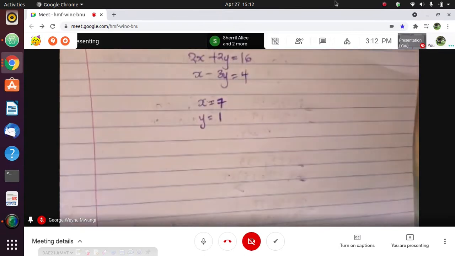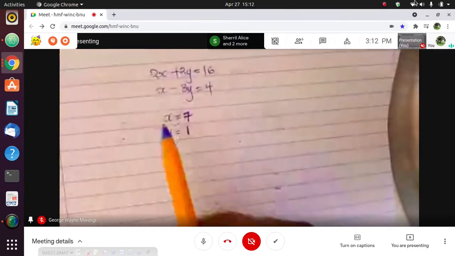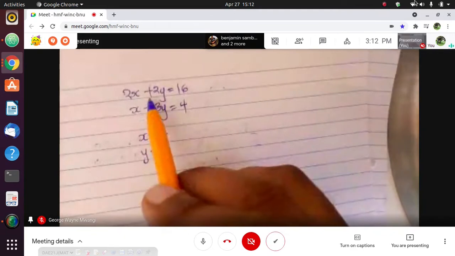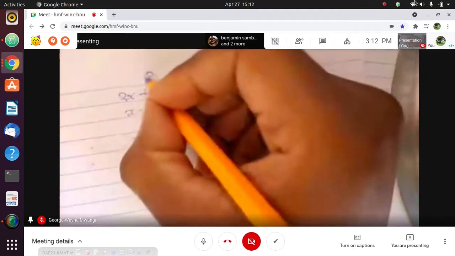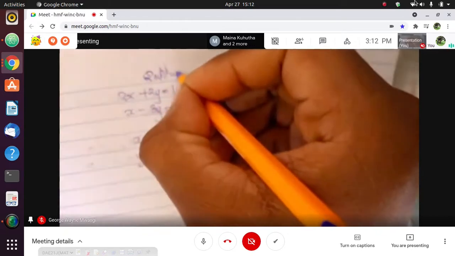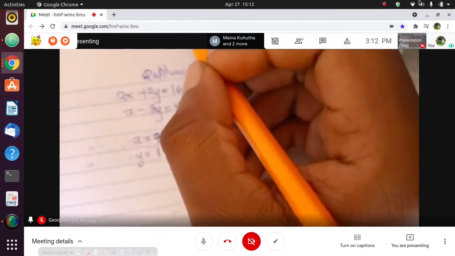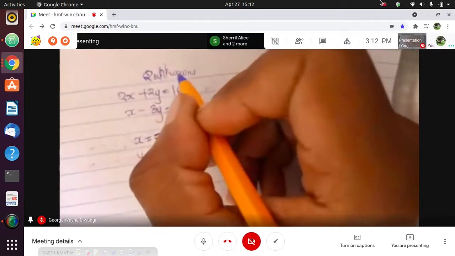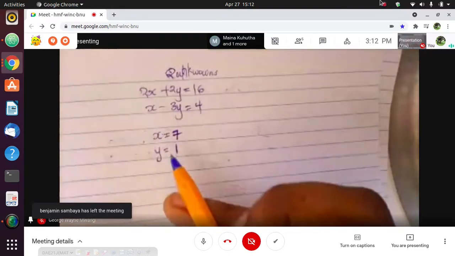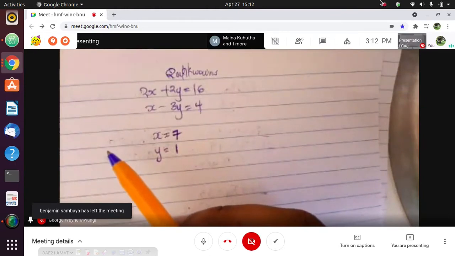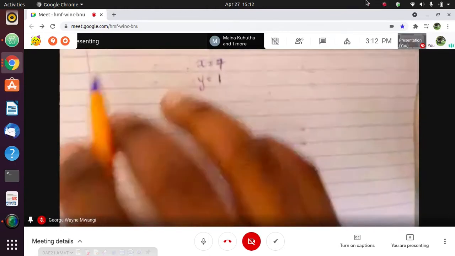Now this is solving simultaneous equations. This is a system of equations that has only two unknowns, and we have solved for these two unknowns using the elimination method. We have eliminated x, or we are eliminating y. Now what if you're given a system of equations that has three unknowns?